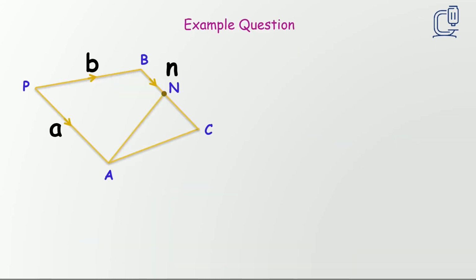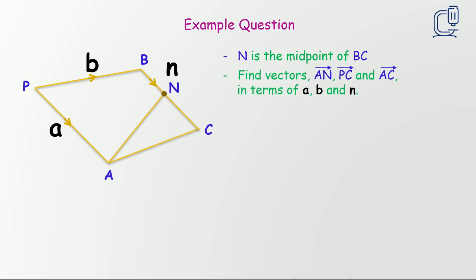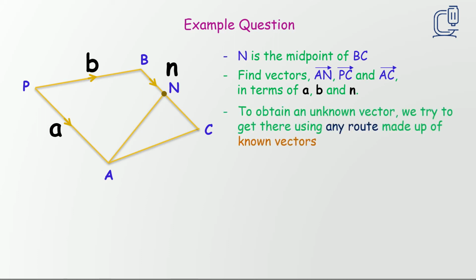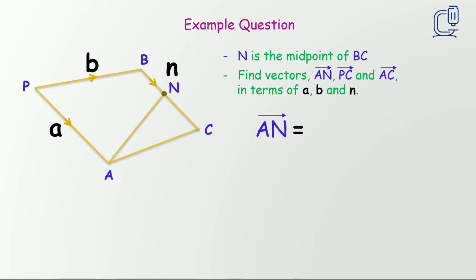Let's go on to an example question. So in the diagram, N is the midpoint of BC. Question is, find vectors AN, PC and AC in terms of A, B and N. Now, before we begin, to obtain an unknown vector, we need to try and get there using any route made up of known vectors. So to get to AN, we need to go from A to P to B and then N.